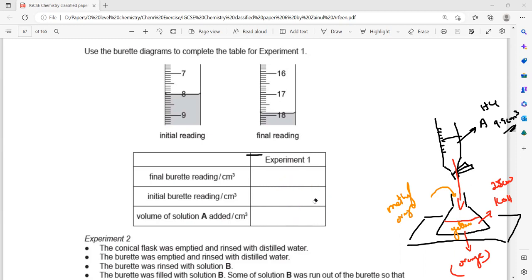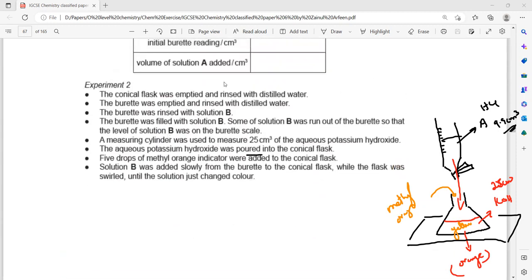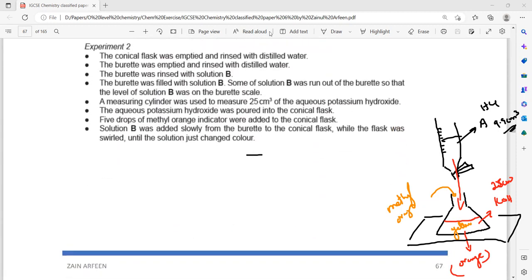Next, the conical flask was emptied and rinsed with distilled water. The burette was emptied and rinsed with distilled water. Then the burette was rinsed with solution B. So why do we first rinse with distilled water and then rinse with solution B? First to remove impurities, and then to remove the water, like a dehydrating agent. So first we remove water. Why do we empty and rinse the flask with water?